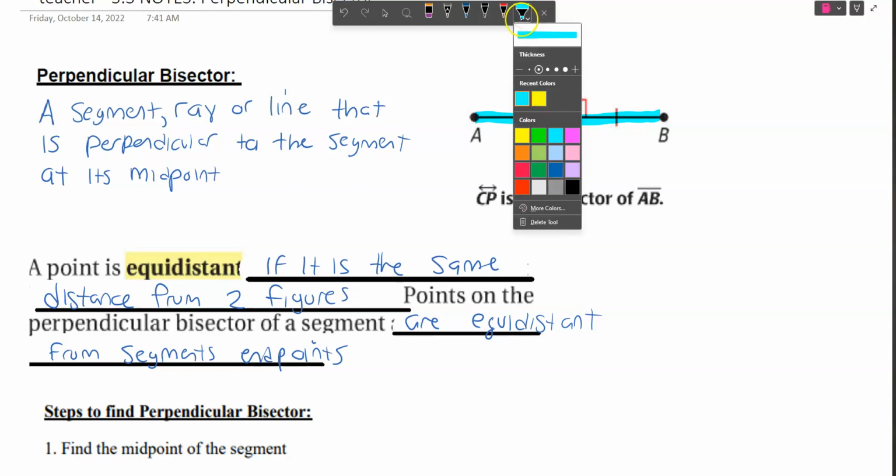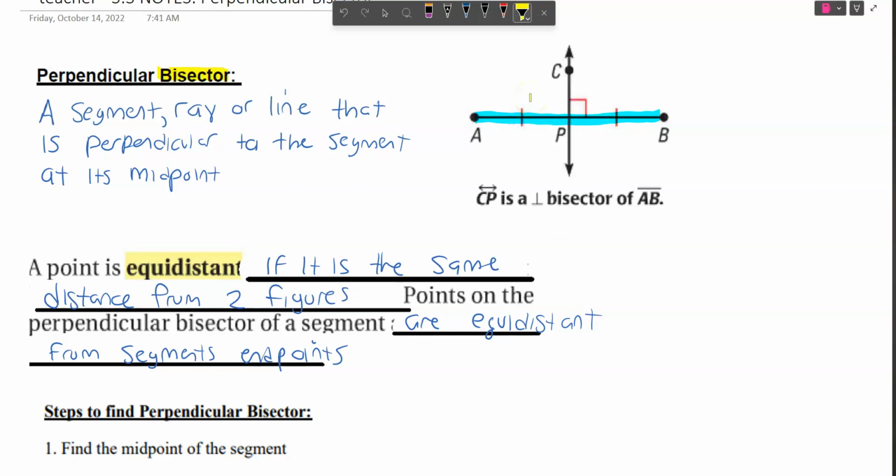So starting with the word bisect. The word bisector means to cut something into two equal parts. In order to do that on a segment, we are going to find its midpoint. And so on segment AB, the midpoint is right here called point P. Okay, so that is my midpoint. A midpoint is going to divide a segment into two equal parts, which is what's denoted by these two dashes that I have here. So segment AB is now divided into two equal parts, AP and PB. Therefore, it has been bisected.